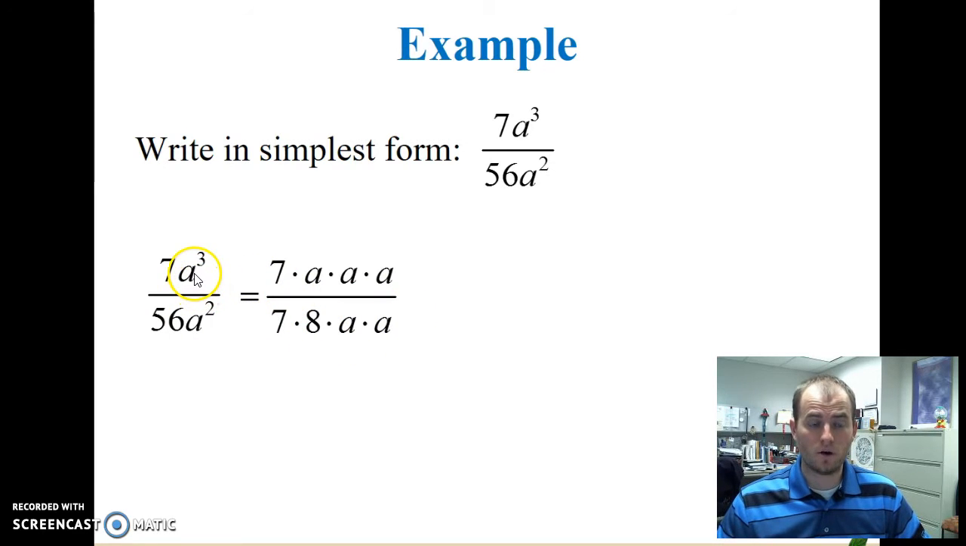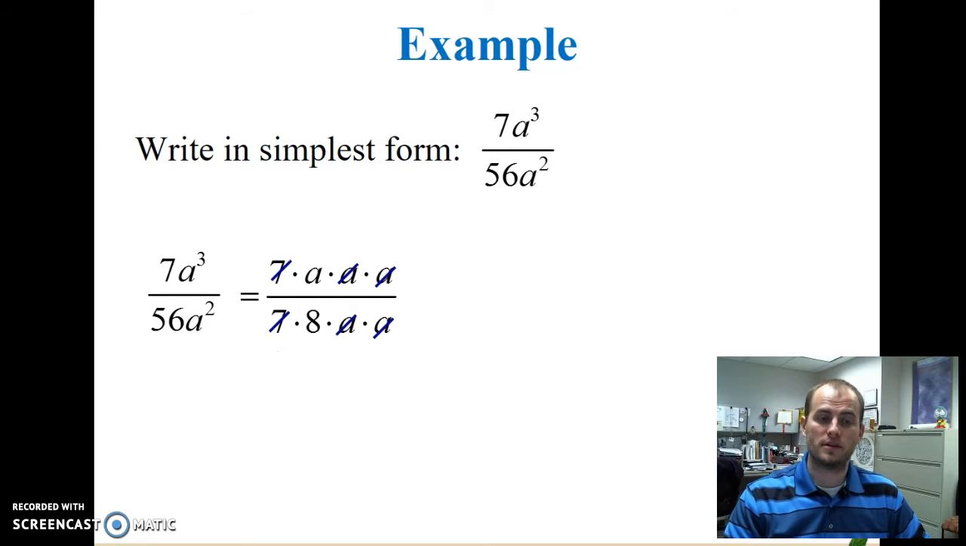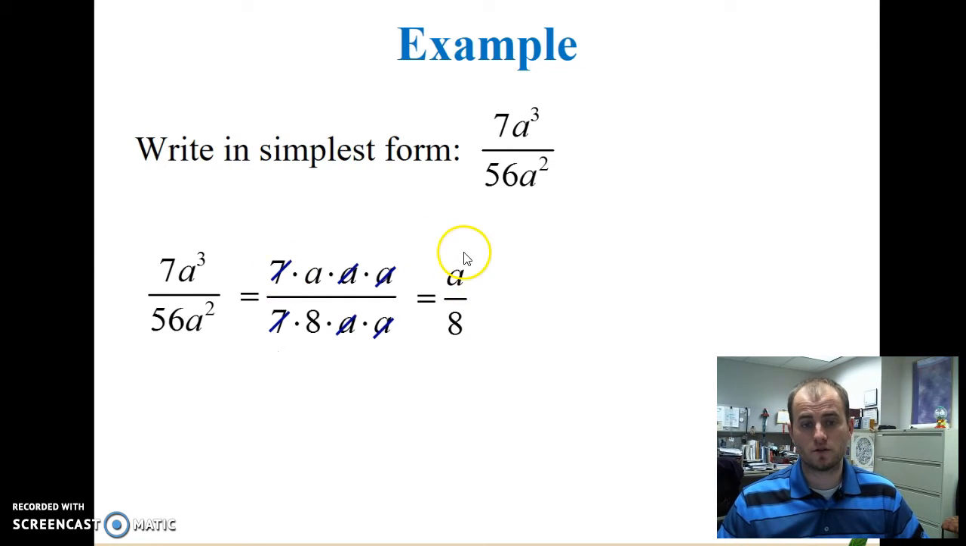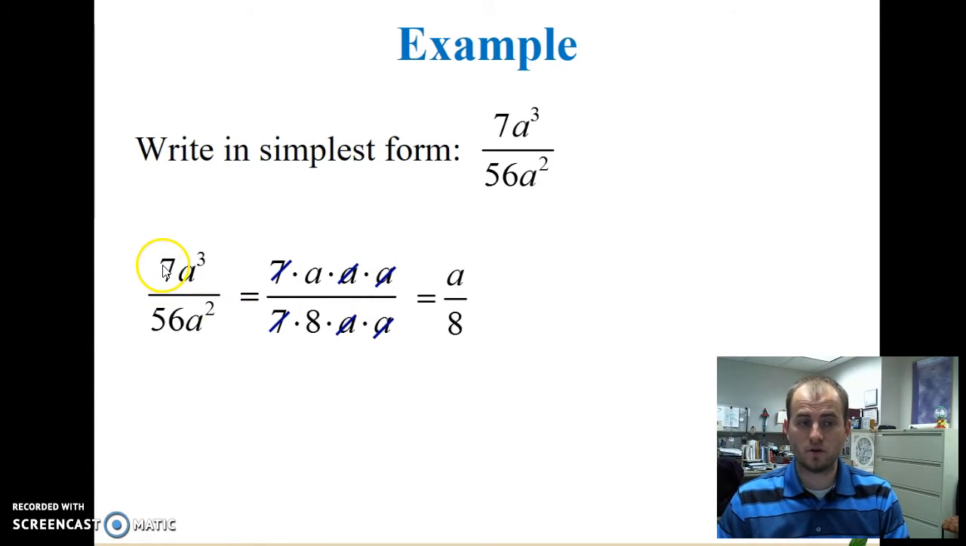For the letters, write them out. A cubed is a times a times a. A squared is a times a. So 2 of the a's are going to cancel, along with that 7 that we just talked about. And we're going to be left with a over 8, or 1a over 8 would be another way to write it. You don't have to include the 1, again, because 7 goes into 7 one time, 7 goes into 56 8 times. This one has 3 a's, this one has 2, so 2 cross out, and you're left with an a in the numerator.